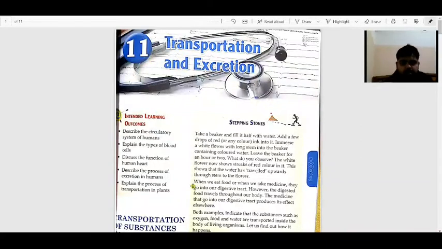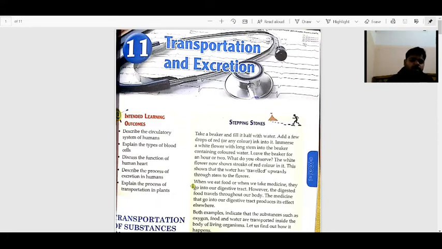Good morning, students. This is Chapter 11 for Class 7, Transportation and Excretion, and we will be discussing these two topics in depth and in detail. First of all, what is the meaning of transportation? It is simply the transferring of substances from one place to another in our body, and excretion is nothing but the removal of waste products from our body.